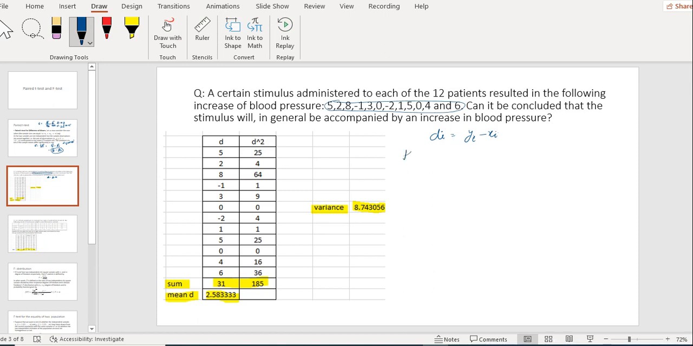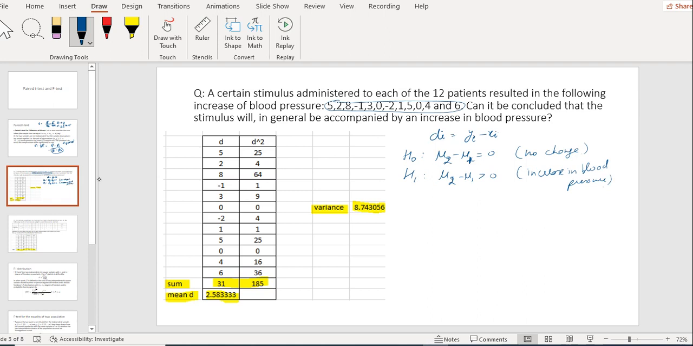So what will be the null hypothesis? The null hypothesis is mu1 minus mu2 is equal to 0. That means there is no change in blood pressure after this stimulus. And what is the alternate hypothesis? The alternate hypothesis is mu2 minus mu1 is greater than 0, because we are given the change value only. That means it results in an increase in blood pressure. So basically it is a right tail test, right?